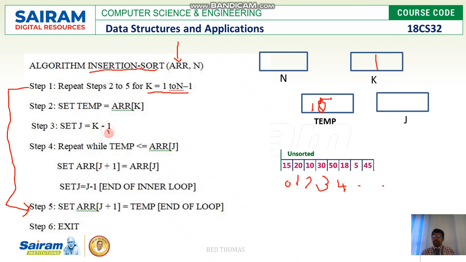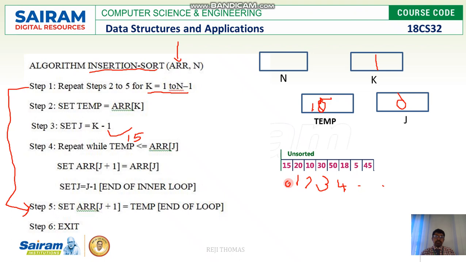Temp is not 10, it is actually 15. Now look at the statement, j is equal to k minus 1. What is your k? K is 1. 1 minus 1 is going to be 0. Repeat while temp less than array of j. What is there in temp? Temp is 15.